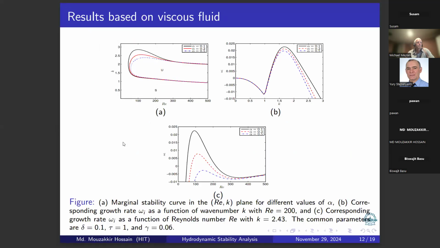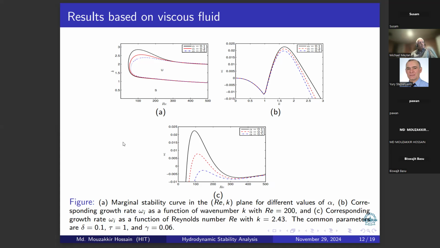So this is the marginal stability curve. In figure A, we have plotted the marginal stability curve. Each line basically draws omega equal to 0. Inside the region is the unstable zone, and outside the region is the stable zone. Here you can also see that in the long wave zone there is no instability. That means for shear layered fluid below a floating elastic plate, the instability only occurs in the finite wave number zone. And if we increase the rigidity of the plate from alpha 0.1 to 0.5, the instability decays and makes the flow more stable.